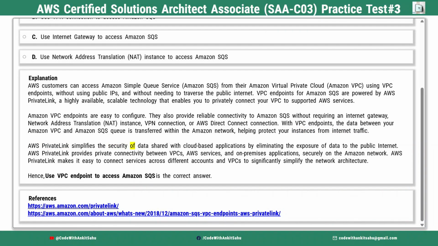AWS PrivateLink simplifies the security of data shared with cloud-based applications by eliminating the exposure of data to the public internet. AWS PrivateLink provides private connectivity between VPCs, AWS services, and on-premises applications, securely on the Amazon network. AWS PrivateLink makes it easy to connect services across different accounts and VPCs to significantly simplify the network architecture. Hence, use VPC endpoint to access Amazon SQS is the correct answer.